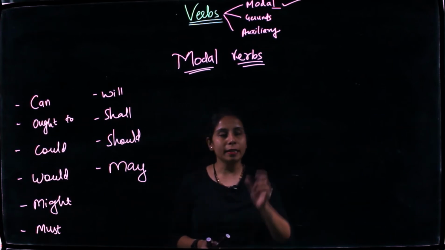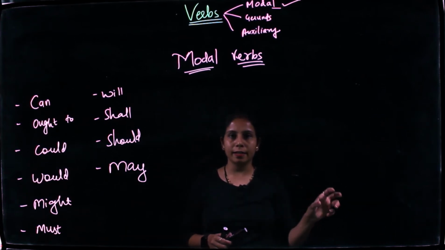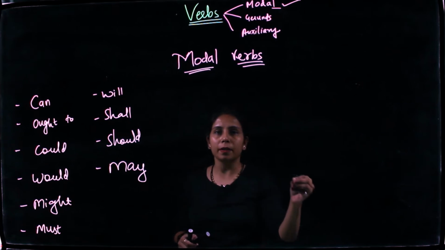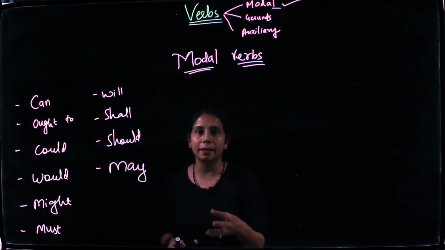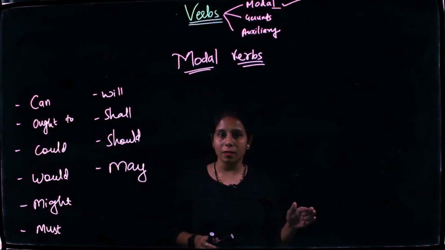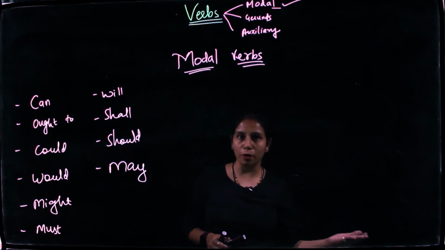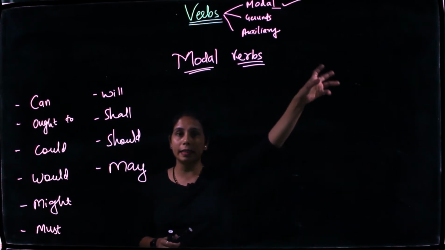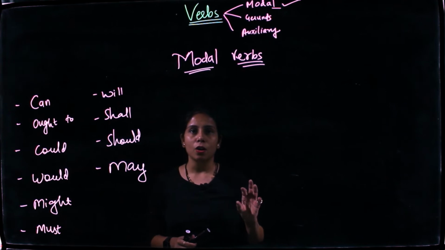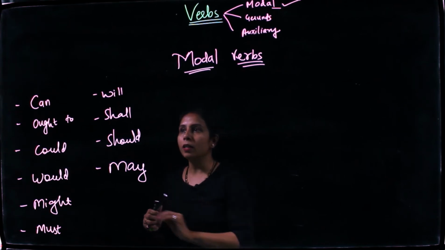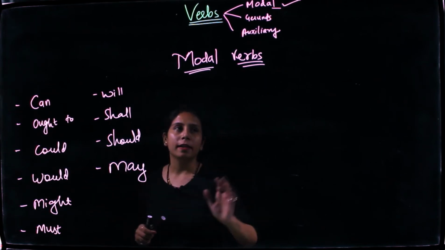Everything in English, each word in the English sentences, has been given a particular name, a particular title. So that's what we must understand. Where we need the help of modal verb, where we need the help of auxiliary, gerunds, we need to understand it so that we don't mess it up. Okay, so when we use modal verbs, let us see.